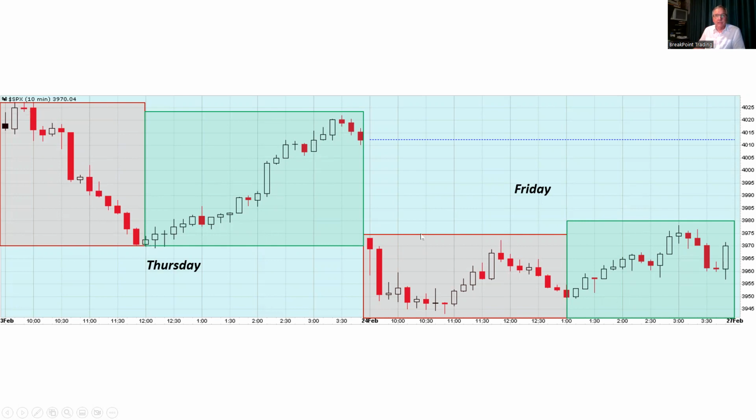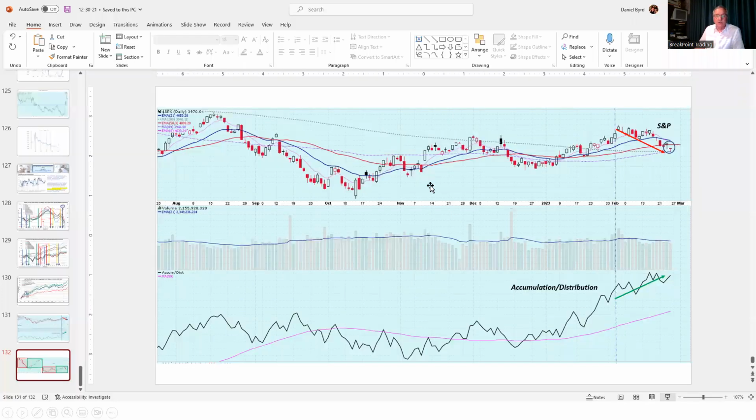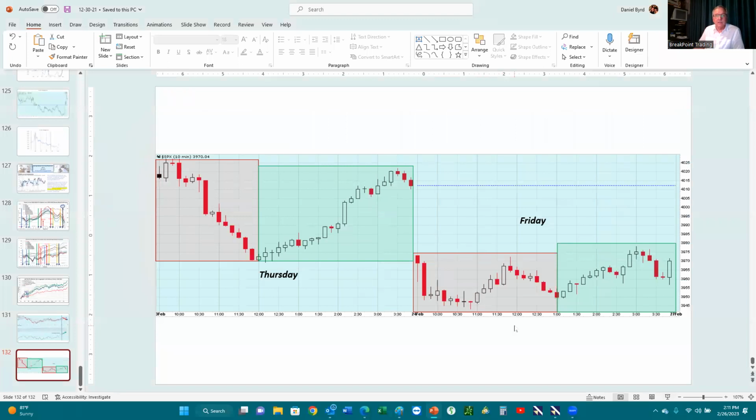Here's what happened on Friday. Friday opened much lower, so there was a big gap down. It traded down until 1 o'clock, and from 1 o'clock on in the afternoon, just traded higher, again creating that hammer. So once again, I think this is showing the internals of the market, that I think institutions are accumulating as the selling occurs.